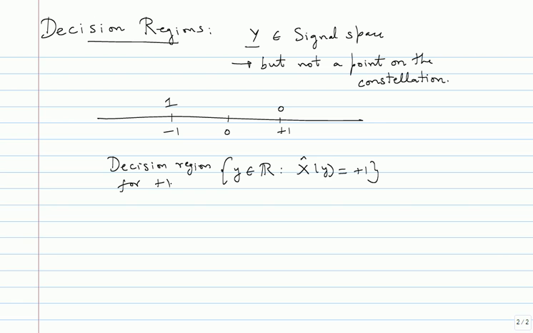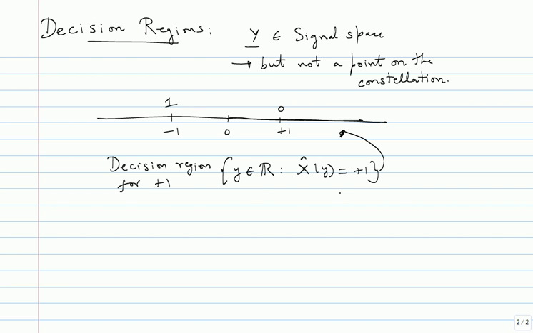So if you do the minimum distance detector, for instance, the decision region is very clear and obvious. Every point on the right half of the real line, the positive part of the real line, will be the decision region corresponding to this point, and the other decision region will be the negative part of the real line. So I can generalize this definition.